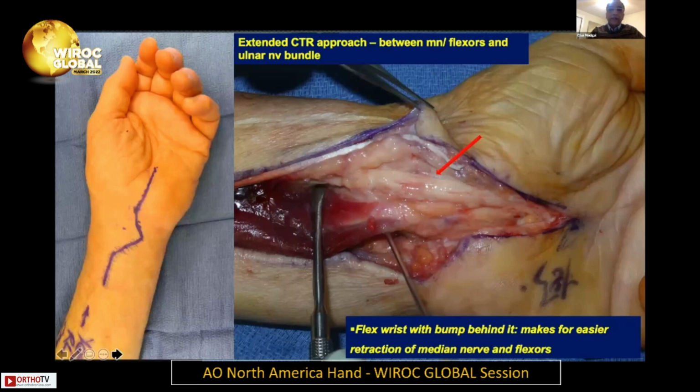So these fractures, when they're isolated in this fashion, I usually approach with this extensile carpal tunnel approach, and I take the plane between the median nerve and flexors on the radial side and the ulnar neurovascular bundle on the ulnar side. Now, here's the tip. If you flex the wrist and put a large bump behind it, retracting the median nerve is much less tortuous to the median nerve itself, which is shown here by the red arrow.